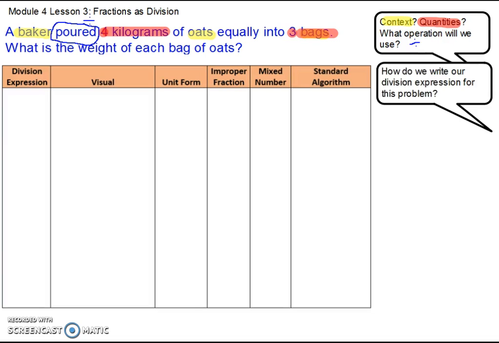Next, we want to think about, in this chart, and start at the left side, and we want to think about how are we going to write a division expression for this problem. And the words division expression are just fancy talk for write an equation. One of the things that we want to consider is which one of our numbers comes first. How do we know that it comes first?